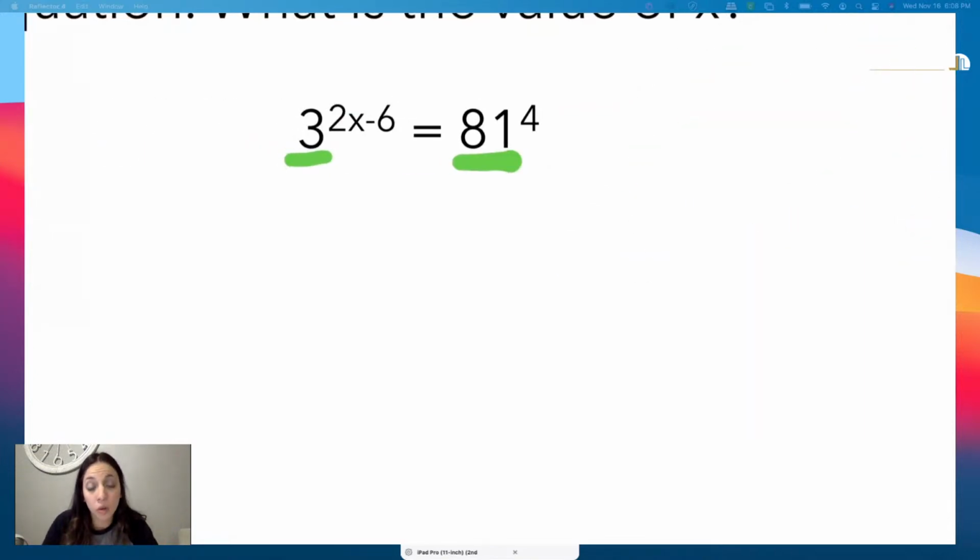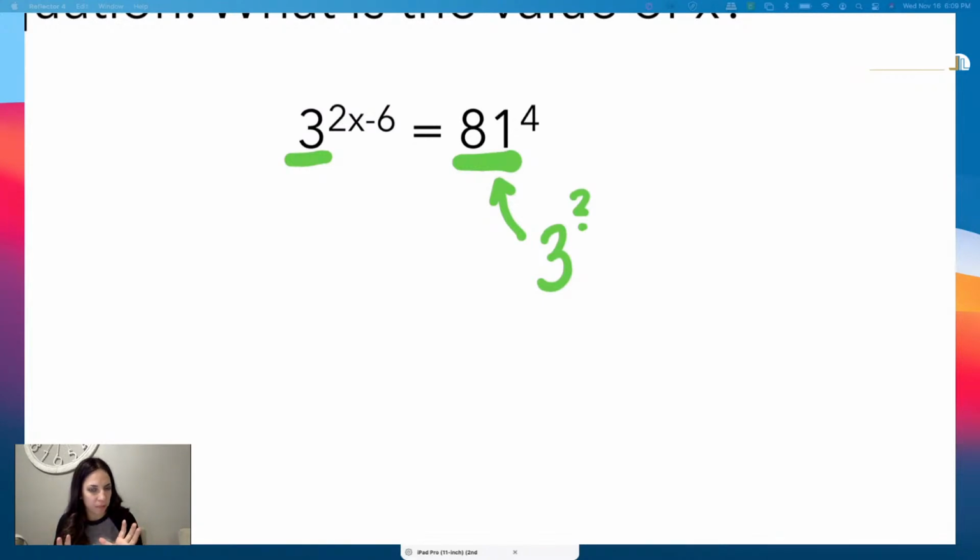Well, how in the world am I going to get a 3 to equal an 81 or an 81 to equal 3? I'm going to turn one of those bases into an exponential expression. So 3 is already at the smallest it can go. So I'm going to take the 81 and figure out, can I turn the 81 into a 3 to the question mark power?